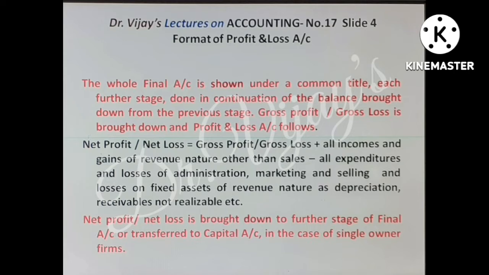That is, net profit equals gross profit plus all incomes and gains of revenue nature other than sales, which is shown on the trading account credit side, minus all expenditures and losses other than expenditures and loss of purchase, which was shown on the trading account debit side. That is, expenditure and loss of administration, marketing, selling, and loss on fixed assets like depreciation, receivables, loss on realization of receivables, etc.